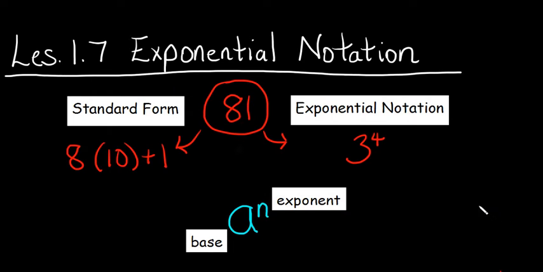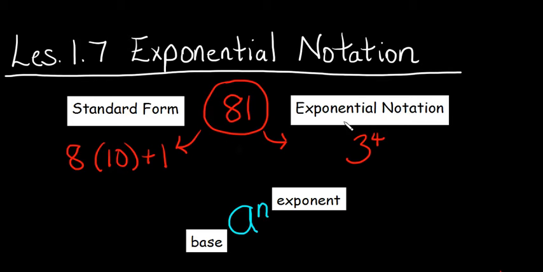So, this lesson is 1.7. We're going to go over exponential notation using exponents. I just wrote a number on here, 81, and it can be represented different ways. I'm going to show you one way, a standard form, like saying 8 times 10 plus 1. We know that that equals 81.